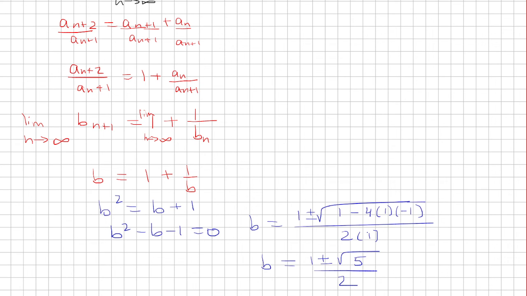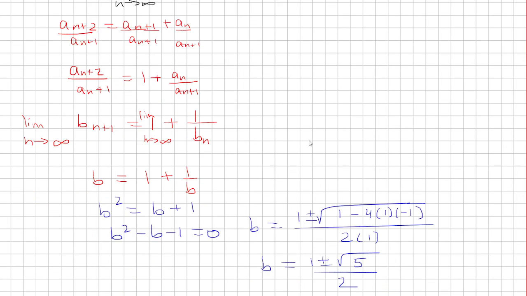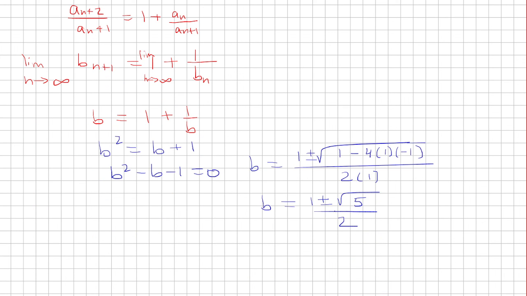Now we have two answers here. We have a positive and a negative. Recall that b sub n was a ratio, and this is the ratio of all positive numbers because the Fibonacci sequence is all positive numbers. So b, the limit, also has to be positive. So b is going to be 1 plus square root of 5 over 2. And this is our limit. Now, we can also rewrite this as phi, and this is known as the golden ratio.